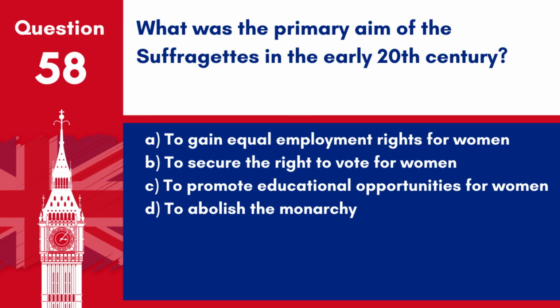Question 58. What was the primary aim of the suffragettes in the early 20th century? A. To gain equal employment rights for women, B. To secure the right to vote for women, C. To promote educational opportunities for women, D. To abolish the monarchy. Answer: B. To secure the right to vote for women. The primary aim of the suffragettes was to secure the right to vote for women through militant and non-militant means.